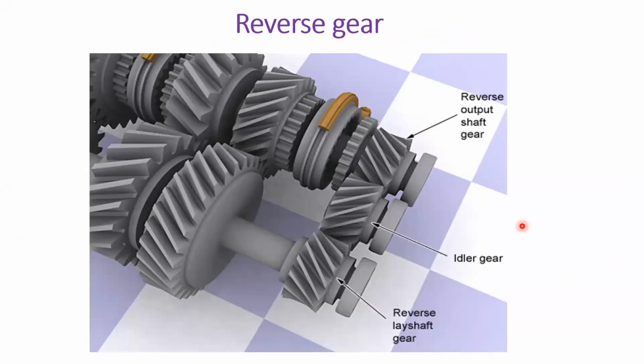You know the reverse gear, the movement of the vehicle in the reverse direction. So this is the layout where you have the reverse output shaft gear and you have the reverse layshaft gear as well. The movement is going to be in the opposite direction.